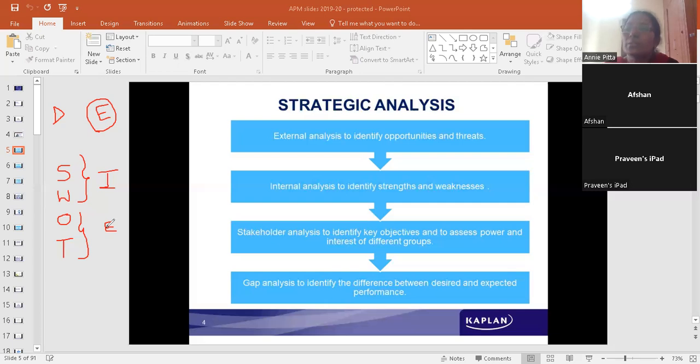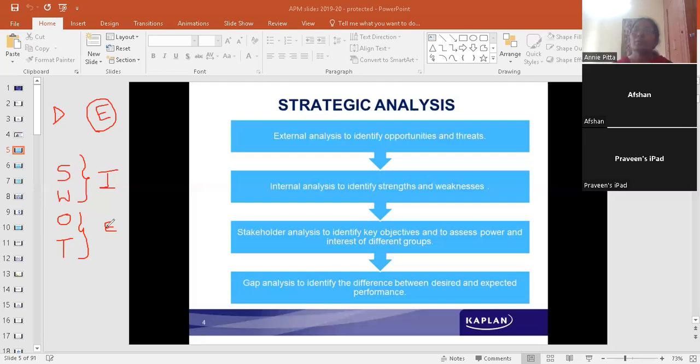What opportunities are present for them? Maybe there is some support from the government. The relationship with the customers and suppliers is very good. See, the demand for them, for their products, is good, etc. So some of them are opportunities.